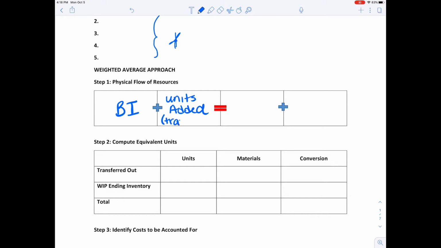Sometimes we call this transfer in, or units added. We're going to then know that that equals anything that we transfer out plus our ending inventory. This is going to be helpful just to keep track of all those units. You can always come back to this.